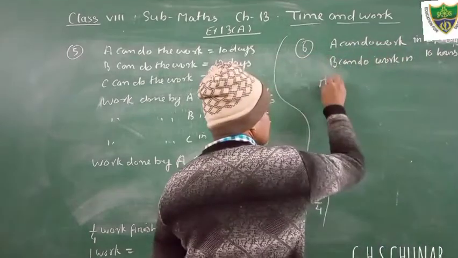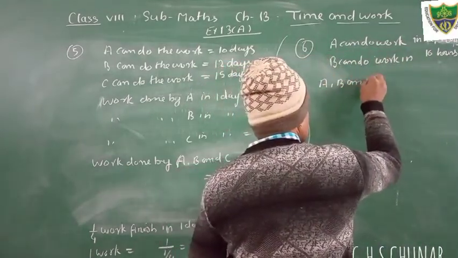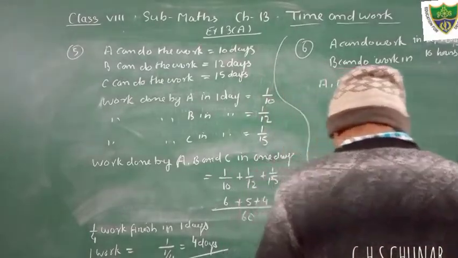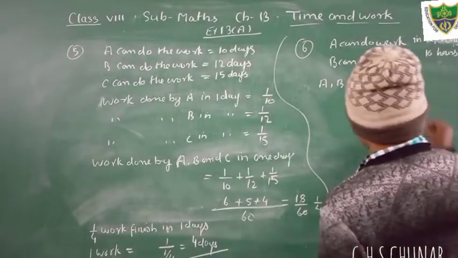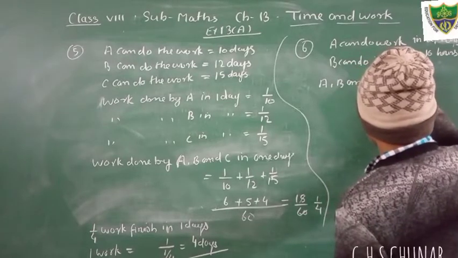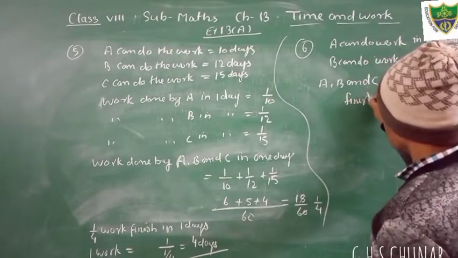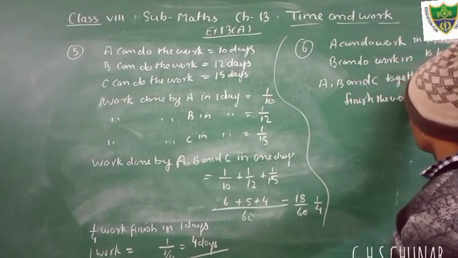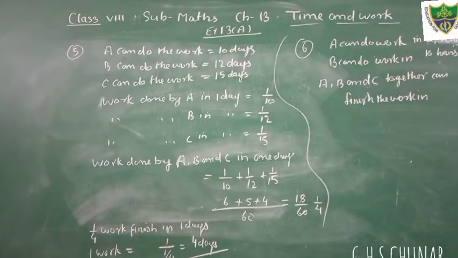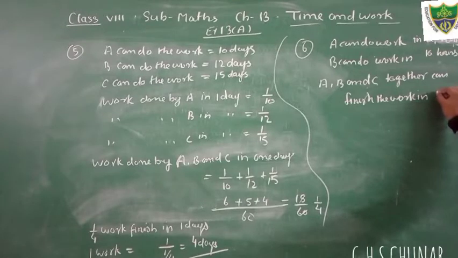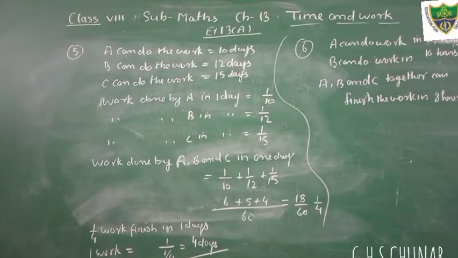A, B and C together can finish the work in 8 hours. Right? So here A can finish the work in 24 hours, B can finish the work in 16 hours, and A, B, C together can finish the work in 8 hours.